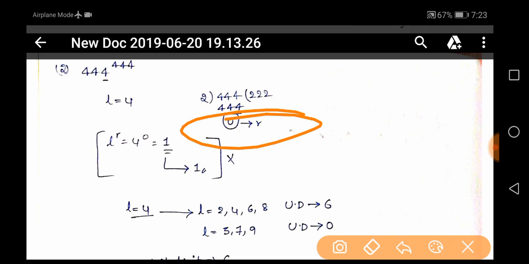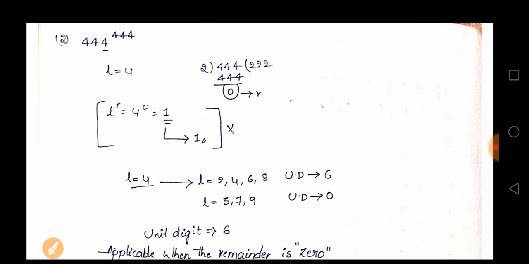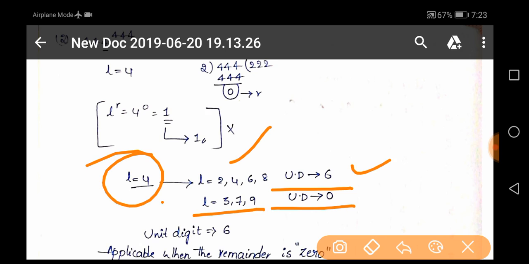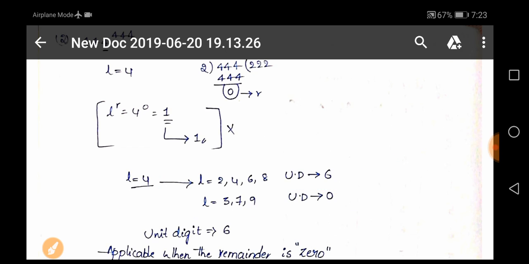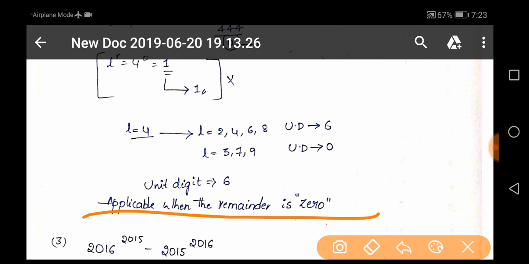Okay, so when the remainder is 0, I told you in the earlier question itself, like L power R. So whenever you get a remainder 0, if L is in 2, 4, 6, 8, then the unit digit will be 6. Or else if it is in 3, 7, 9, then the unit digit will be 0. Here it is 4, right? So 4 is in this case, so the unit digit will be 6. It is only applicable when the remainder is 0, not for every case.